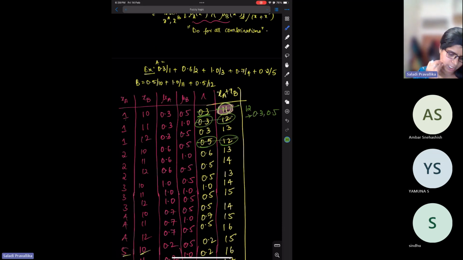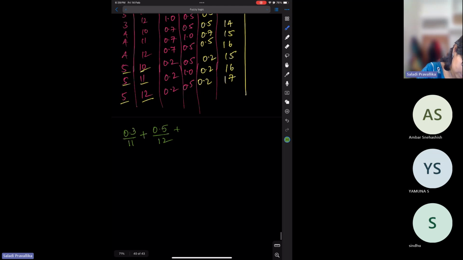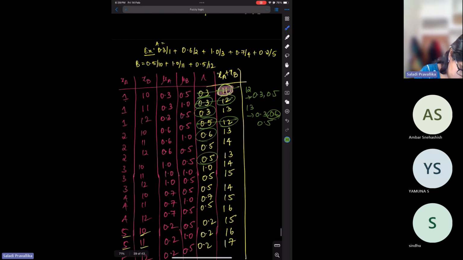Okay. Now let's go and look at 13. So for 13, we have 0.3 and 0.6 and 0.5. What is the maximum value for it? It's 0.6, right? For x equal to 13, the membership value is 0.6. Okay, now 13 is also done. Let's strike off 13.